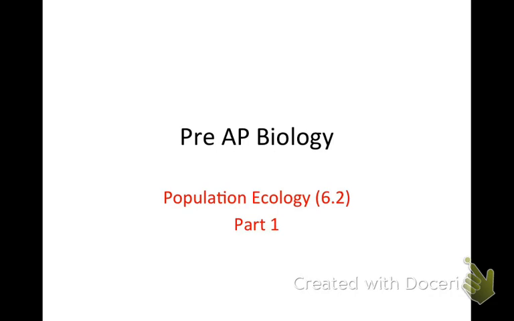So, let's first make sure that we have a highlighter, some type of writing utensil, and your outline, because we're going to annotate this good old outline. So, let's start at the beginning.